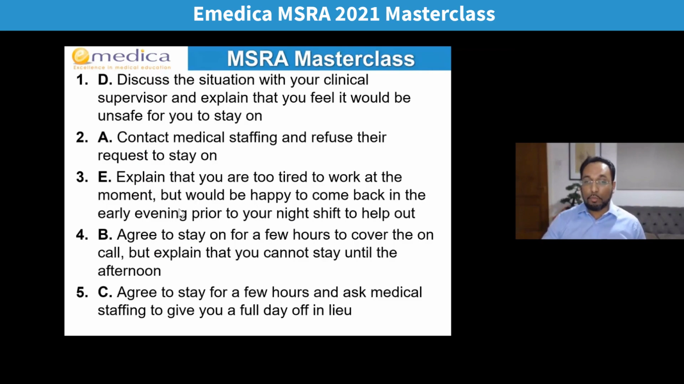Can anyone suggest what the problem is with E? Why is E not as good as either D or A, but better than B and C? The problem with E is this: first of all, if you come back in the early evening before your night shift, they don't need you then. The locum is going to arrive by the afternoon. That was mentioned in the scenario. There's no need. On top of that, you're coming in the early evening and then you're going to do a night shift. What's going to happen at the end of your night shift? You're going to be overtired.